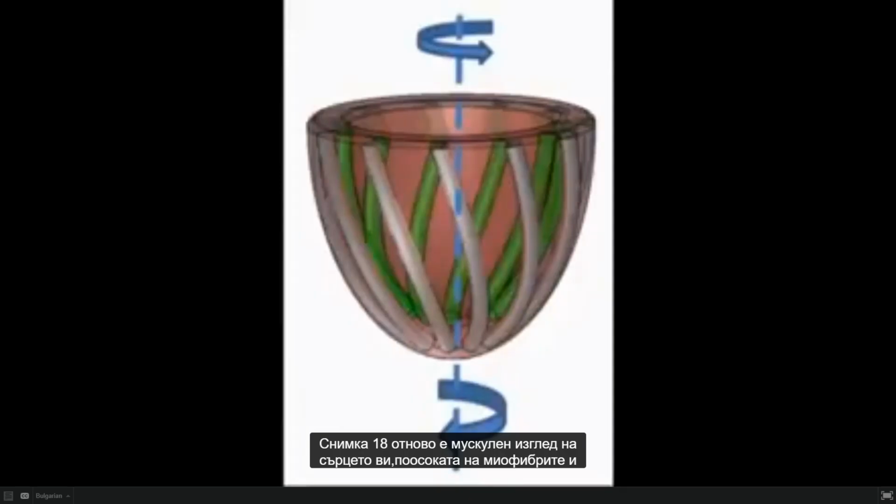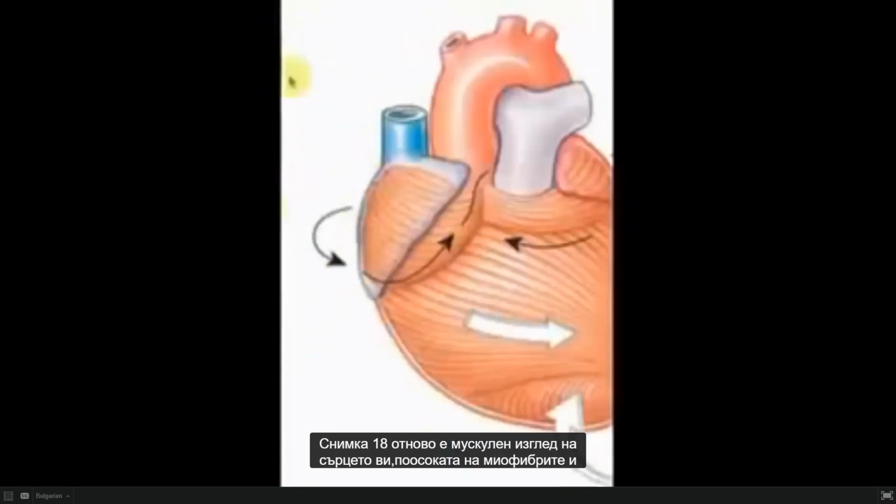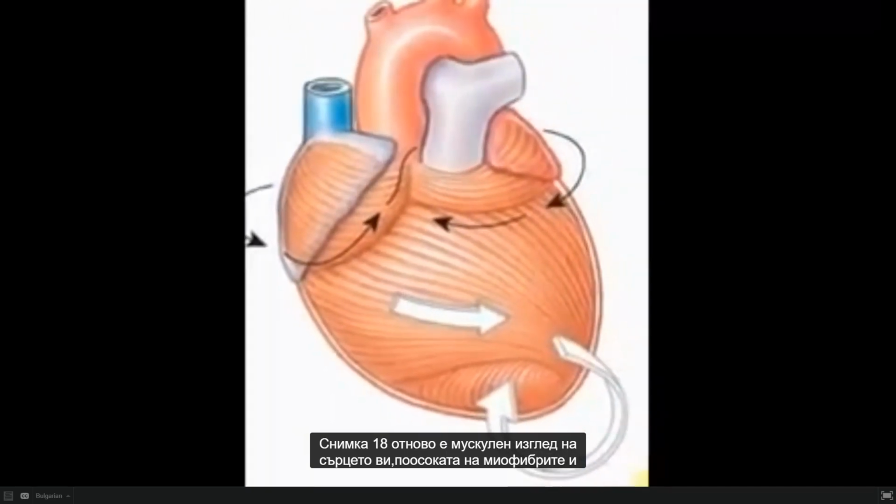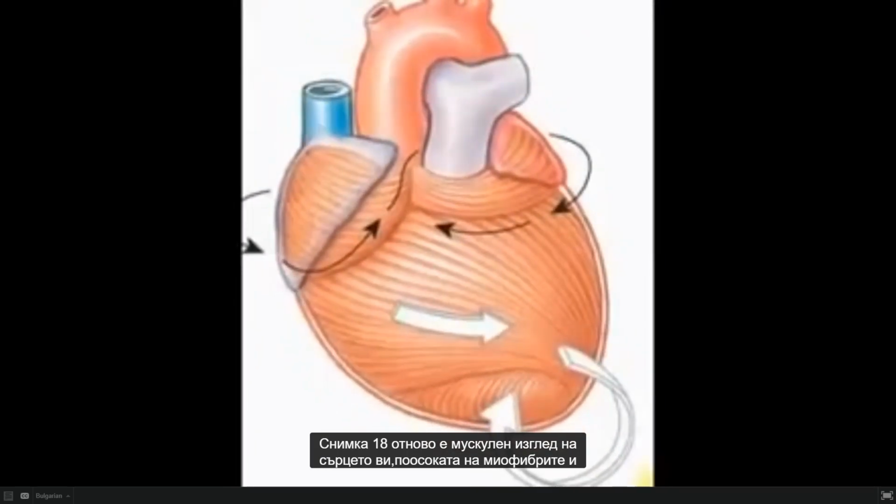The picture 18 is again a muscle view of your heart, showing the direction of the myofibers and the direction of the contraction. The tip of your heart just contracts and makes a circular movement. Each part makes a different kind of movement, but they are like part of the science of infinity, the science of 8, because they are synchronized to each other.